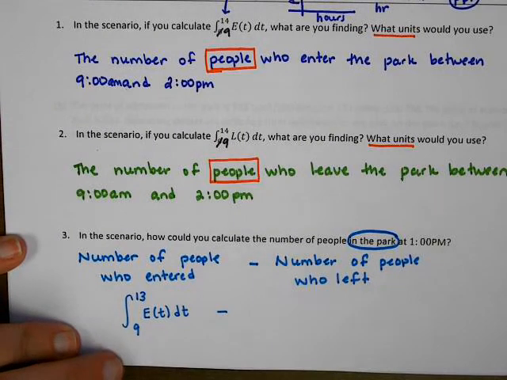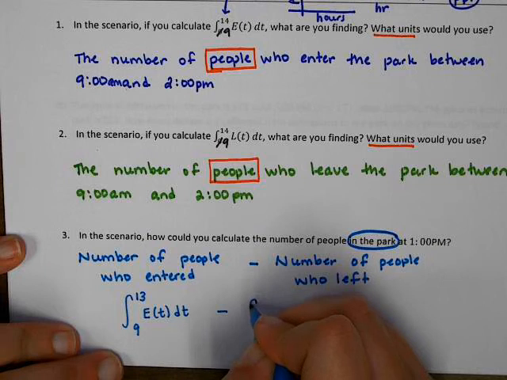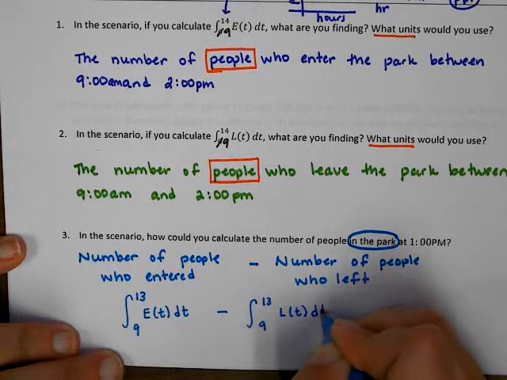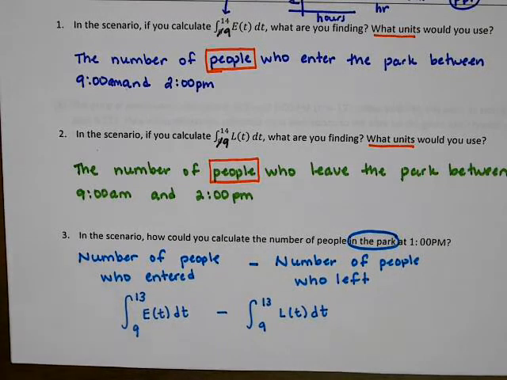We have to now take away the number of people who left. So the integral from 9 to 13, L of t dt. How many people came in minus how many people left. Now here's one catch. What if there were people there before anybody came in? So maybe employees come to the park and get everything set up before everybody else comes in.